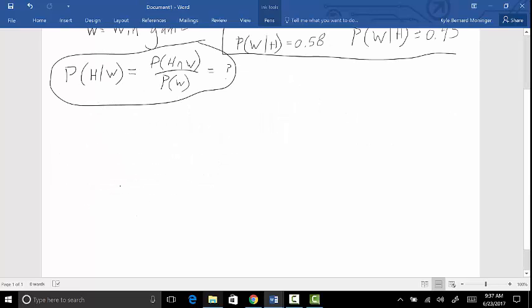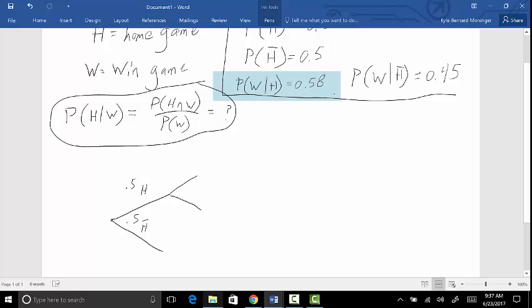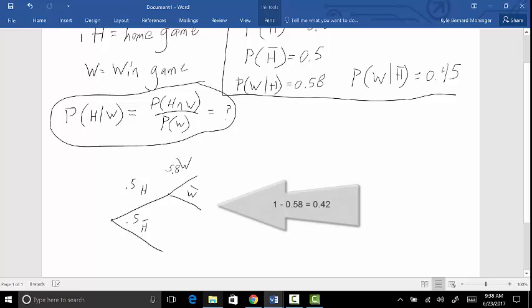So I start my probability tree just with a closed circle node, it doesn't really matter, and I branch off with a single event. The single event that I have is whether a game is at home or not at home. And the probability of that is 0.5, 0.5. Next, my two events that are conditional on whether or not they played at home are whether they win. So the probability that they win given they played at home is 0.58. Therefore, the probability that they do not win given they played at home is 1 minus 0.58, or 0.42.